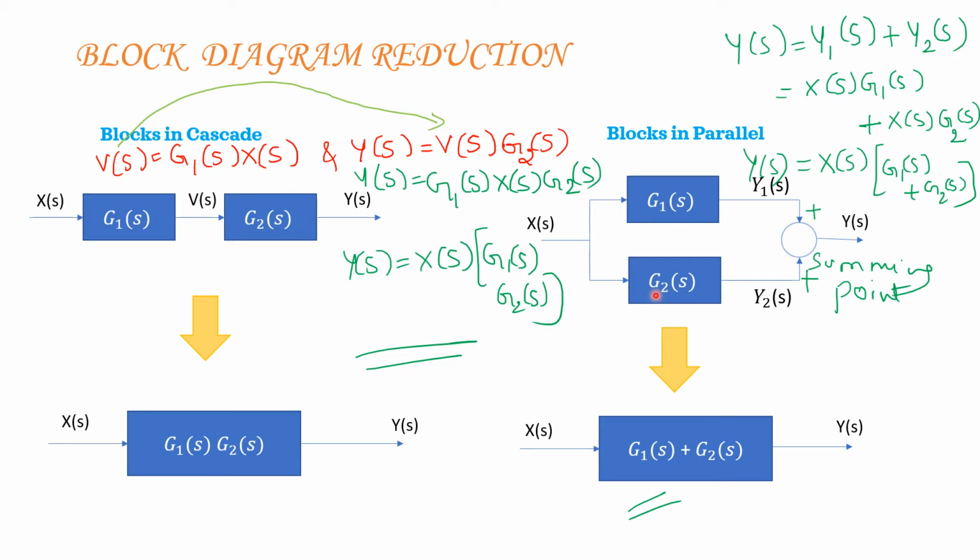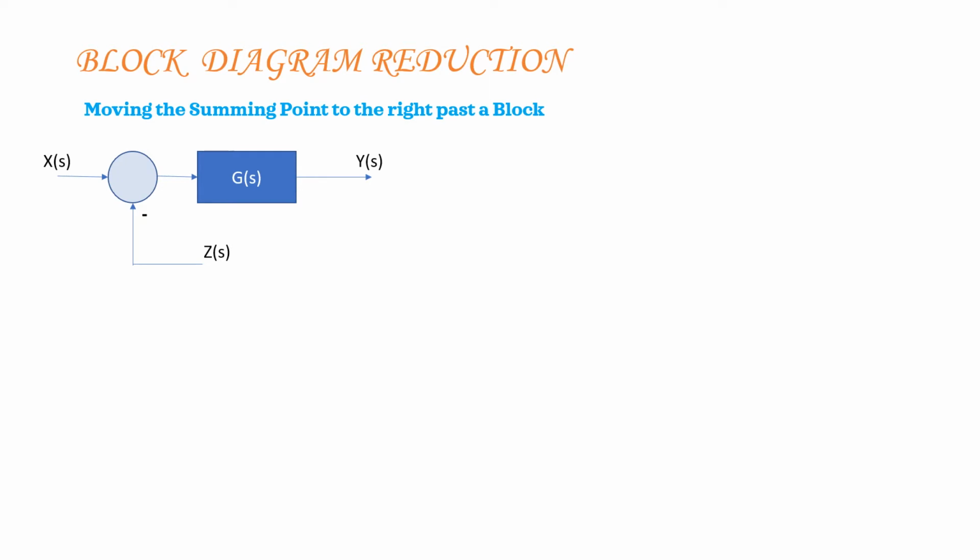Next we move on to the third rule: how to move the summing point to the right past a block. Right now we can see the summing point. There are two signals, one is X of S, the other, say, is a feedback Z of S with a negative sign. Now we need to shift the summing point to the right, after the block. Suppose I call this point A, I need to shift the summing point to B.